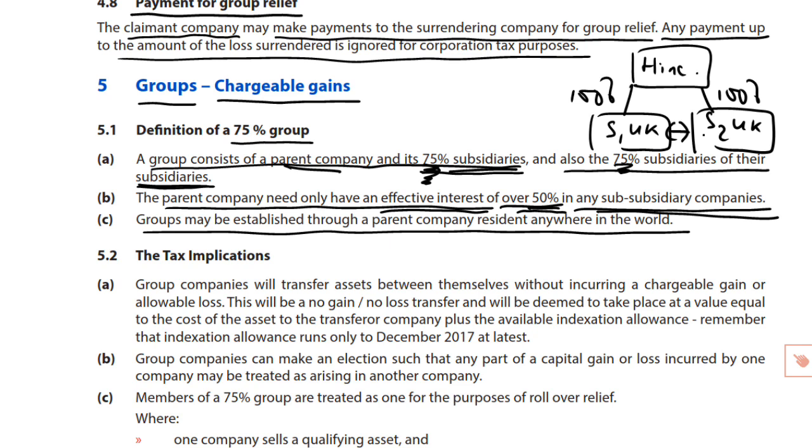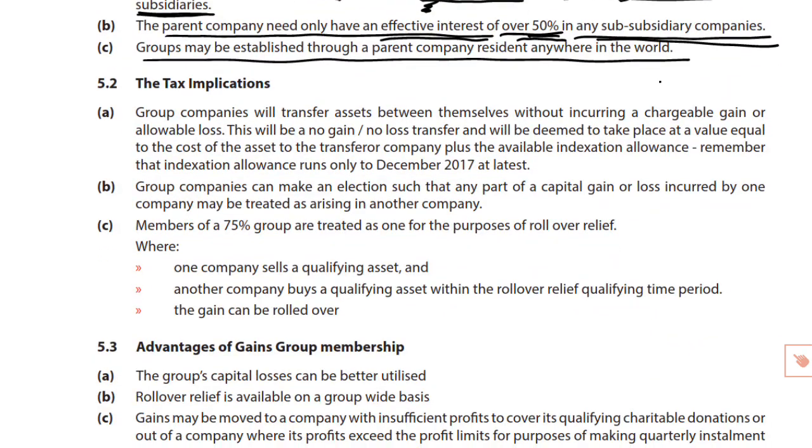So it would also be the case now that S1 and S2 would be in the same gains group. Not with H, of course, only together S1 and S2. And therefore the provisions, the tax implications we're about to discuss that relate to membership of a gains group would be applicable to both S1 and S2. So what are those tax implications therefore?